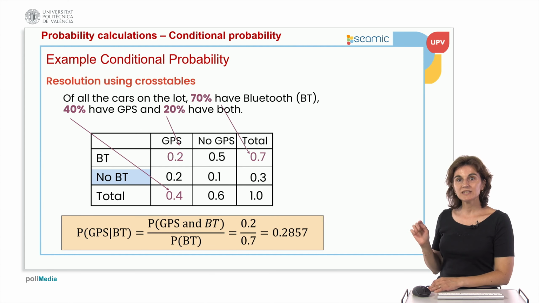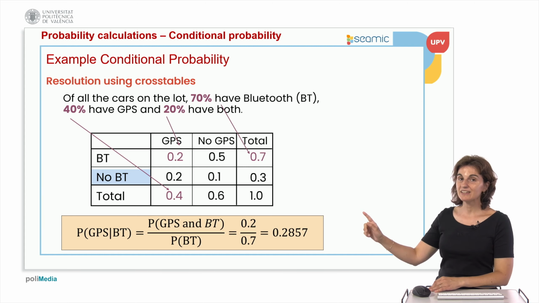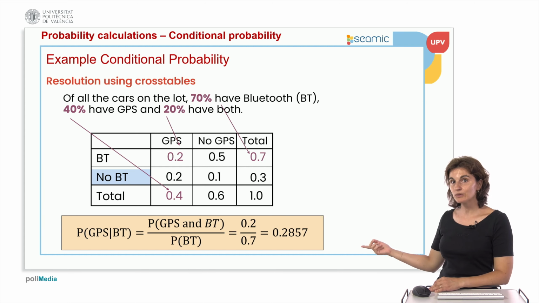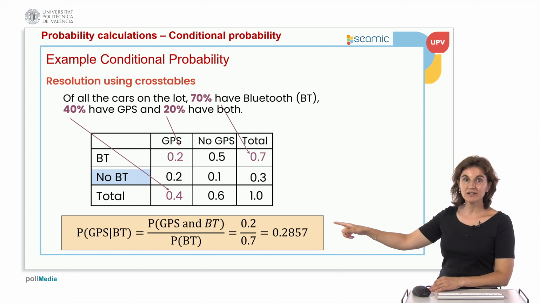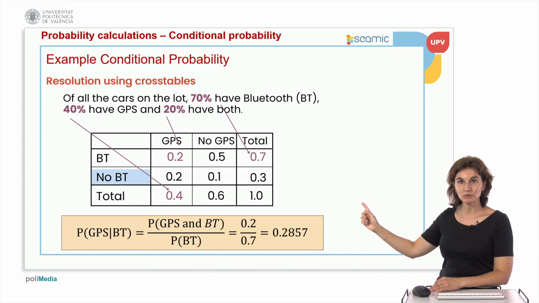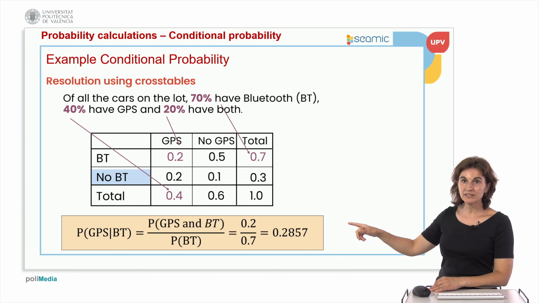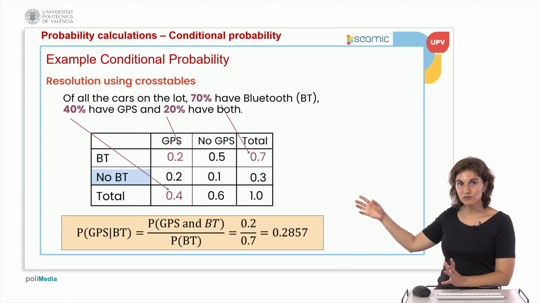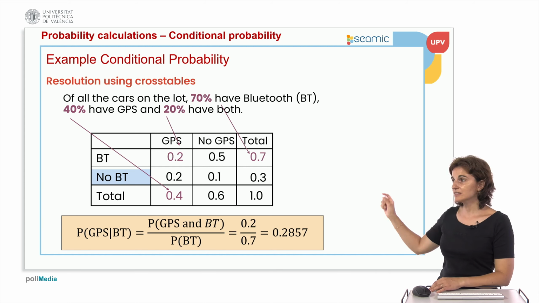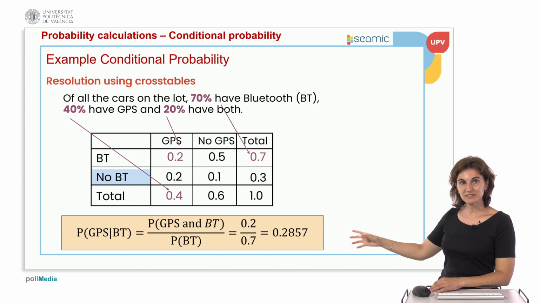So what we see here is that we can obtain the probability of GPS given that the car has Bluetooth, and this is a formula we already learned. In the numerator, we have the joint probability of GPS and Bluetooth, and in the denominator, we have the probability of the event that's happening before. So in the end, we can easily substitute in this formula as 0.2 over 0.7.